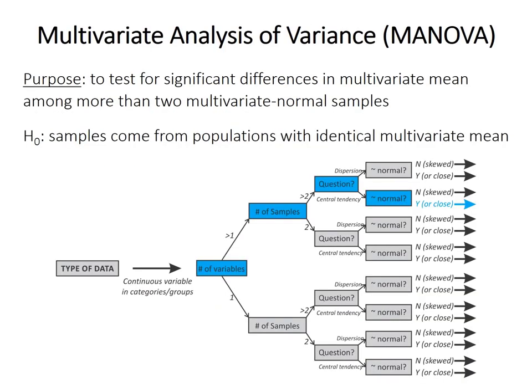So the purpose of MANOVA is to test for significant differences in the multivariate mean, so you have more than one variable per sample, among more than two normally distributed samples. The null hypothesis is that the samples come from populations with identical multivariate means. You could also phrase this to say there's no difference in the multivariate means between the samples, or between the populations that they come from.